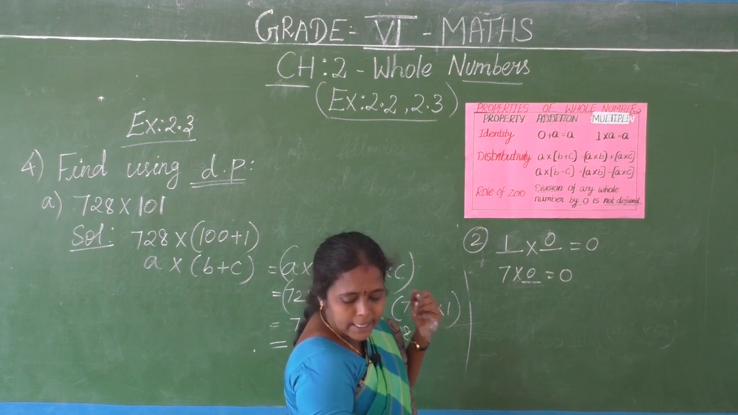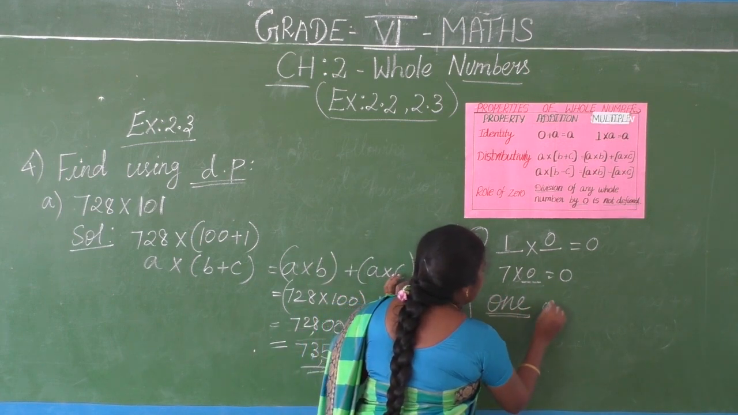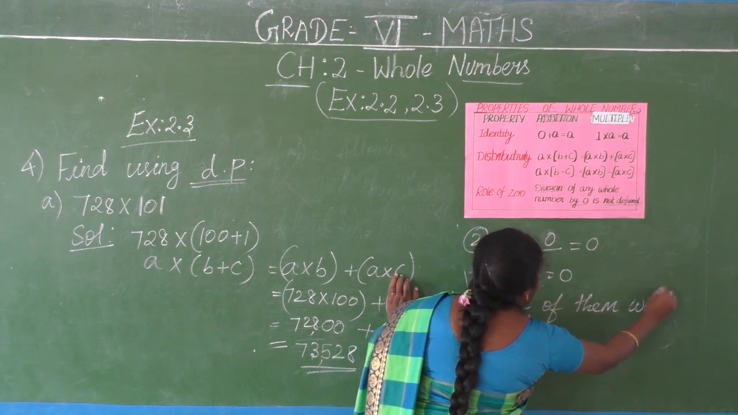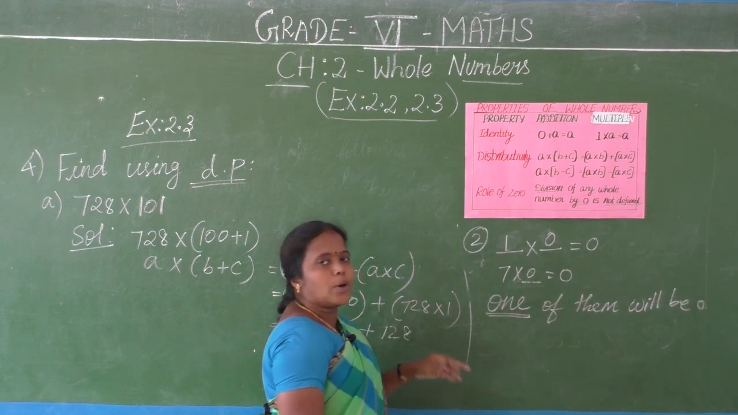So you have to underline the words one of them. Therefore, one of them will be 0. One of them will be 0 to get the product 0.